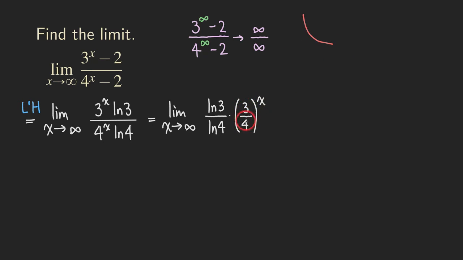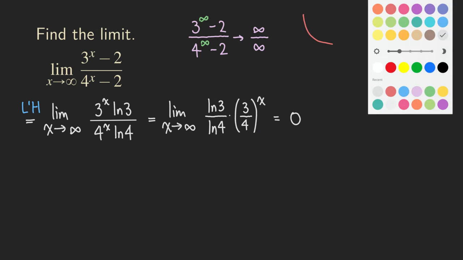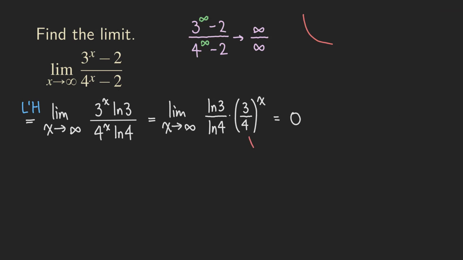Okay, so what happens then? That really means that this thing here, this 3 over 4 to the x, is approaching 0, and it's positive, right? And so what's going on here? We have this quantity that's approaching a really small number, and we have ln of 3 over ln of 4 times that small number, and so the whole thing is actually approaching 0. So in this case, the answer would just be 0. It's really because 3 over 4 to the x is approaching 0 as x approaches infinity. Yeah, so that's our answer for this limit problem here.